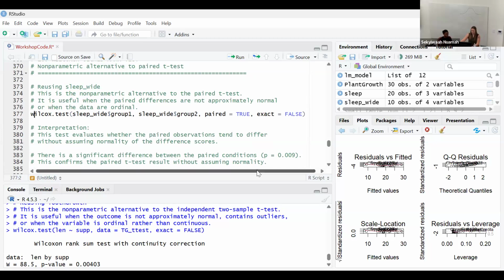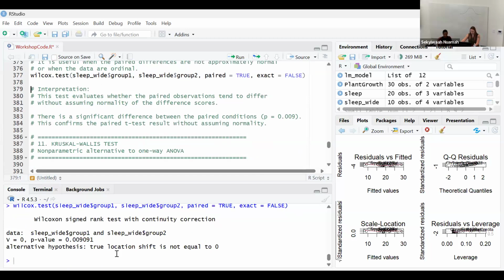So we'll go ahead and run our test. And we have a very low p-value. So there is a significant difference between the paired conditions. And this confirms that the paired t-test result gave us the same thing earlier, without assuming normality.